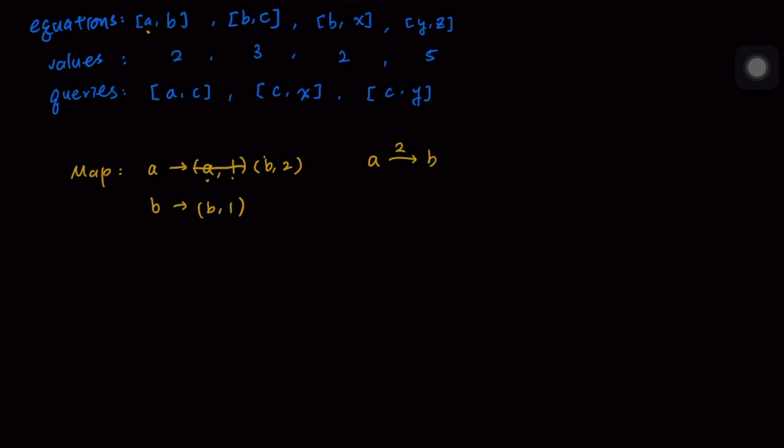Then for the second equation, the BC part, we will initially have the C. And then we want to merge B and C. So we want to update the parent of B to point to C, right? And the weight now is 3.